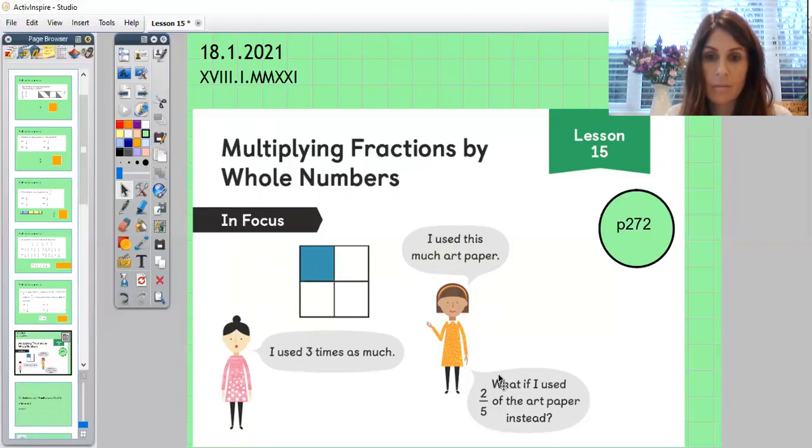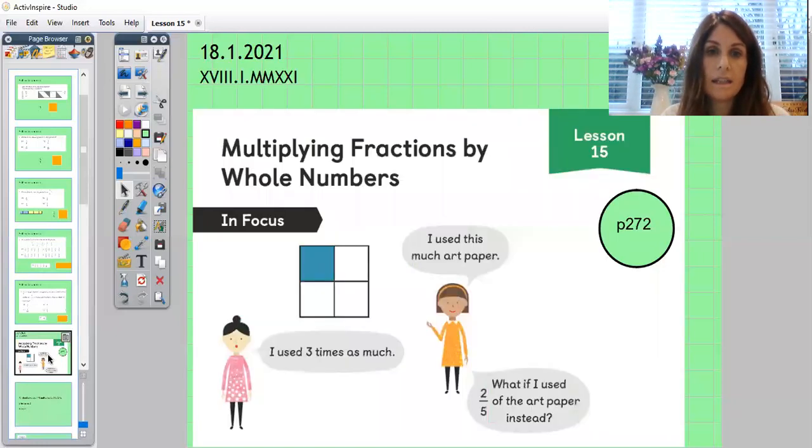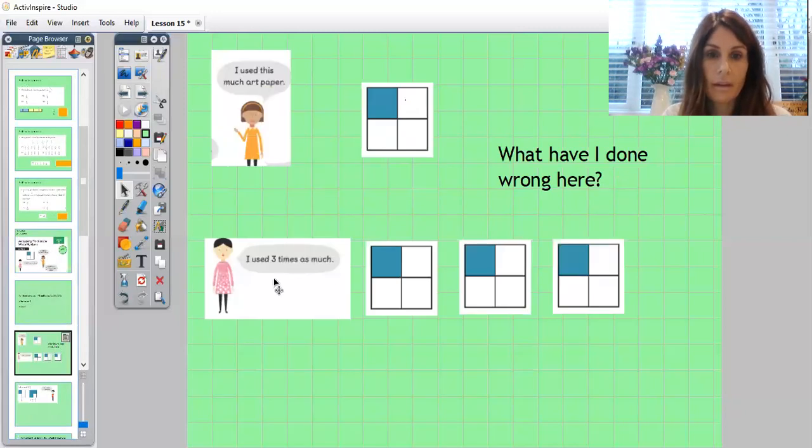Right, we are going to leave that part for now, and let's just have a little look at it, okay? Now my friend thinks that 1/4 multiplied by 3 is 3/12. Okay, so that's this here. She thinks that Ruby has 3/12 because she's got 3 lots of this. That's what this would look like. She's got 3 of them. So you can see where she's got this from. She's got 1, 2, 3 parts shaded, and she's got 4, 8, 12 in total.